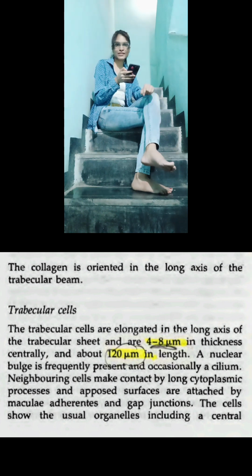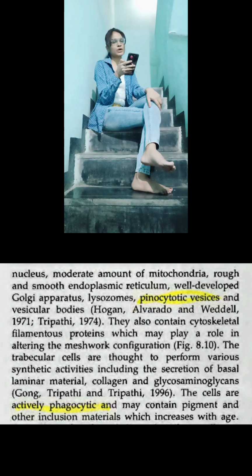Maculae adherentes is a desmosome. The cells show the usual organelles including a central nucleus, moderate amount of mitochondria, rough and smooth endoplasmic reticulum, well-developed Golgi apparatus, lysosomes, pinocytotic vesicles, and vesicular bodies. They also contain cytoskeletal filamentous proteins which may play a role in altering the meshwork configuration.